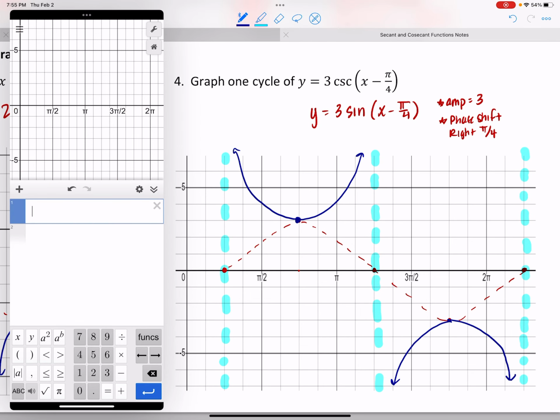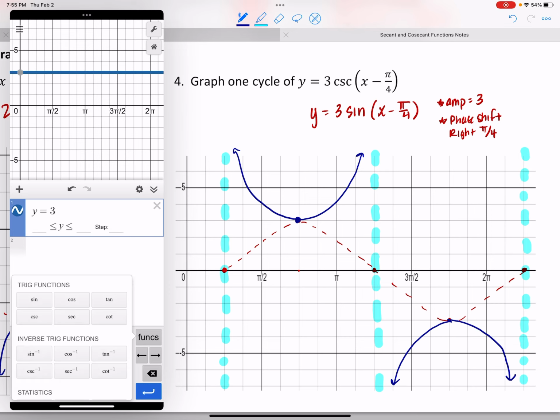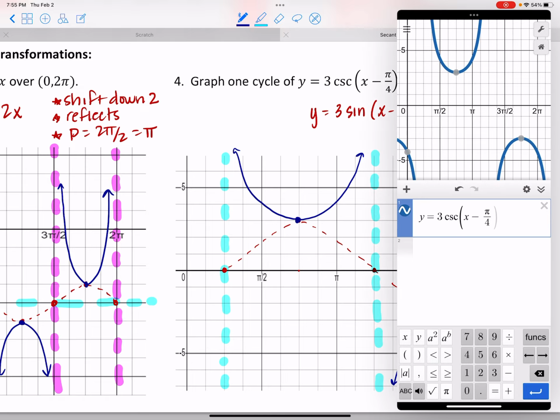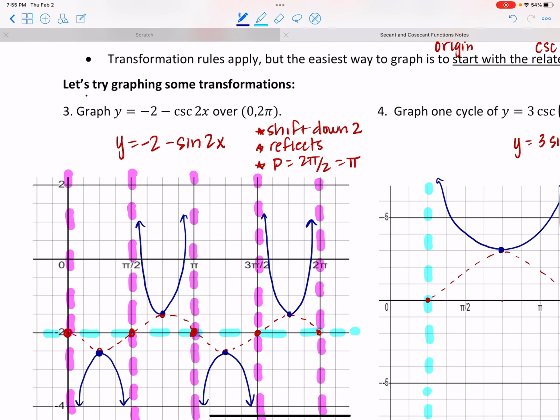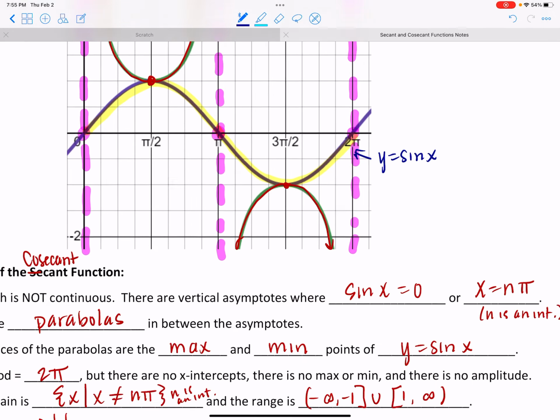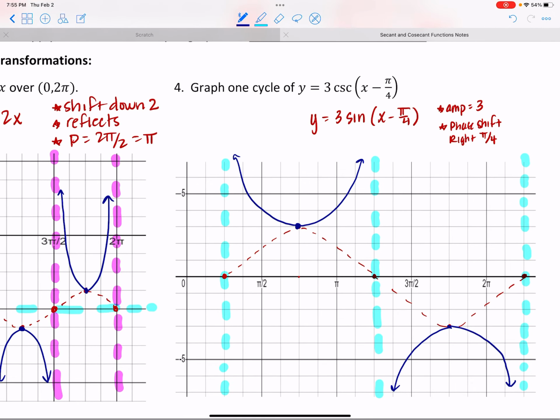And let's confirm it, and then we can be done. So we're looking at y equals 3 times the cosecant of x minus pi over 4. And I'm just looking at one cycle with those two parabolic pieces. Yeah, looks good. Remember what one cycle looks like. We did that up here. We see the two parabolic pieces from 0 to 2 pi, so that's what one cycle should look like. Perfect, exactly what we did.